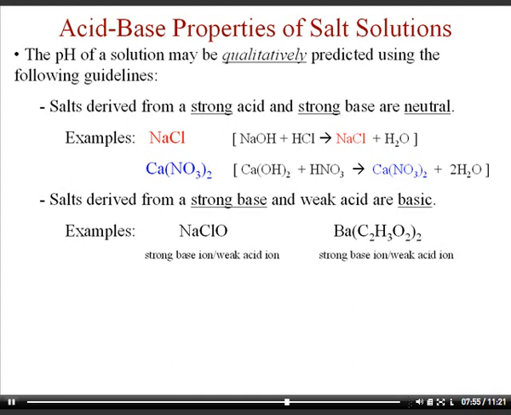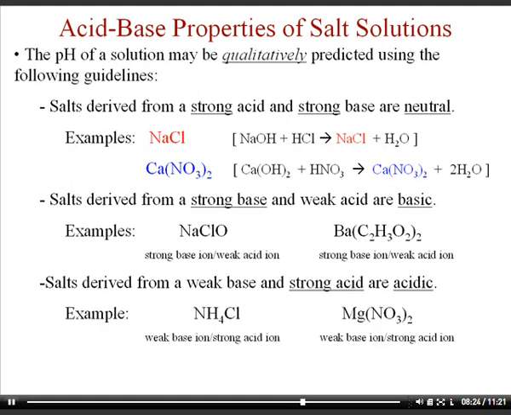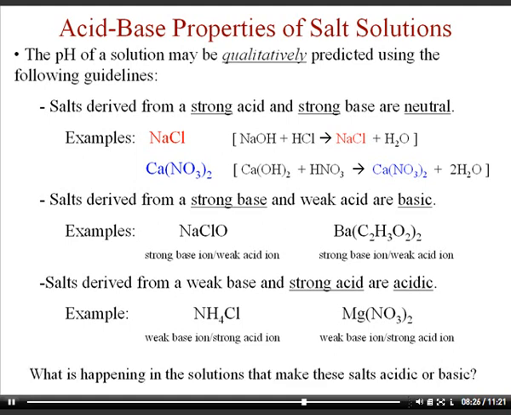And here's another example, barium acetate. Barium acetate can be made from reacting the strong base barium hydroxide with the weak acid acetic acid. And so that combination of barium ions and acetate ions is going to make the solution slightly basic, and we'll look at the reaction for why barium acetate is slightly basic in solution on the next slide. Now, if you have a strong acid, weak base combination, then it's going to be slightly acidic. And again, we're going to look at the reaction on the next page, why this happens.